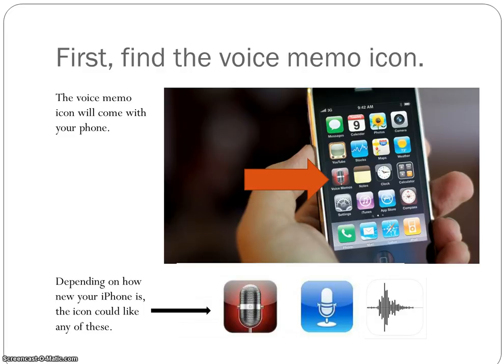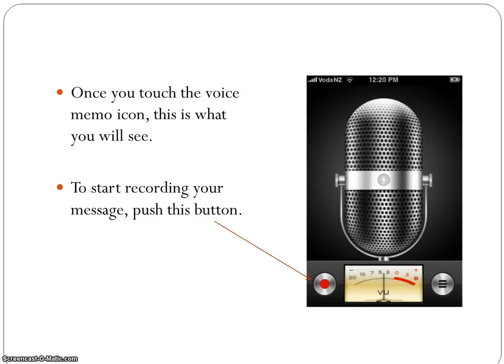Underneath the big picture, you can see there's three separate icons that could be on your phone. It depends on how new your phone is, but any one of those three icons will get you to the voice memo app. So push on your voice memo app and then you will see this.